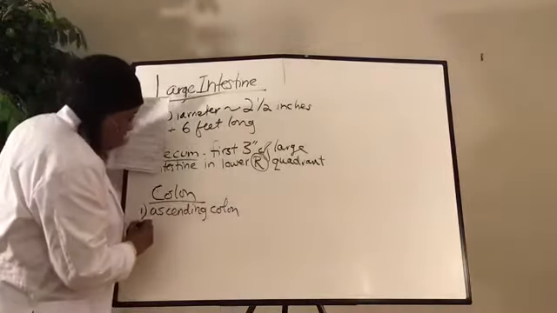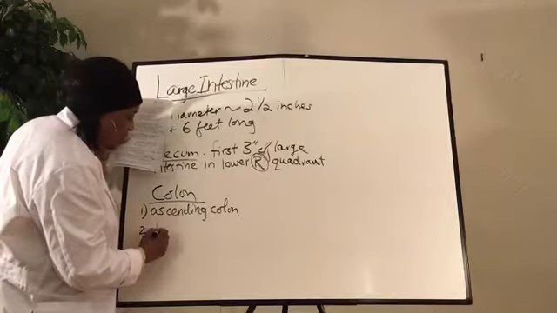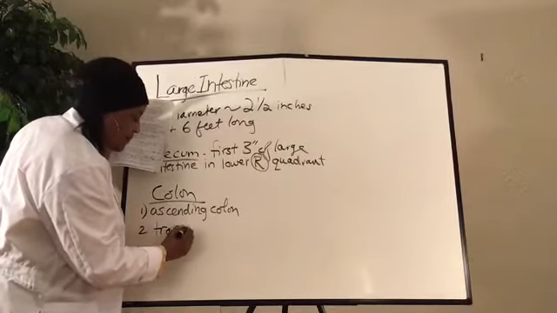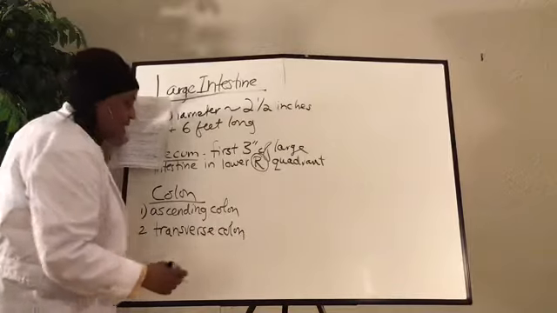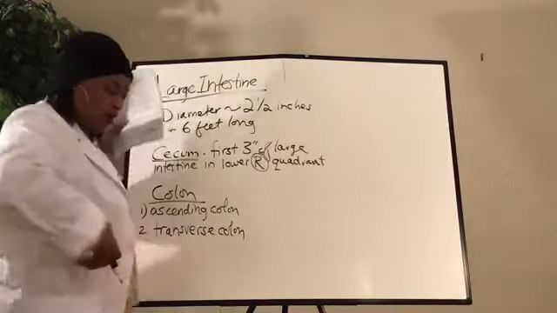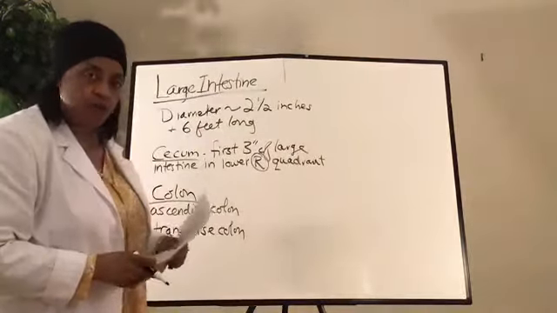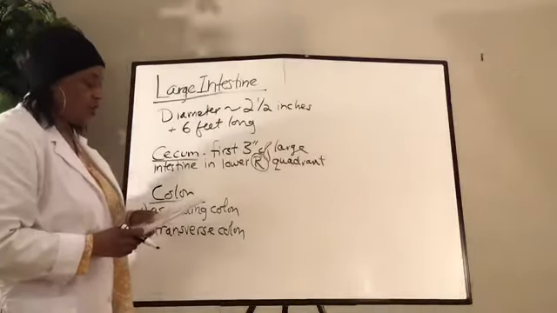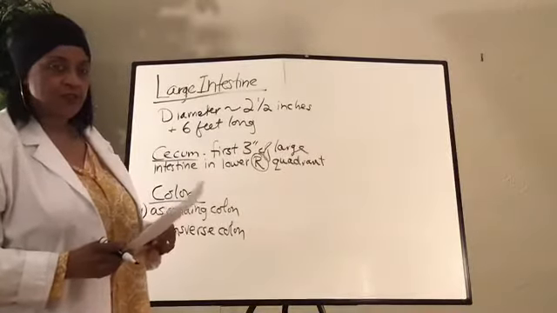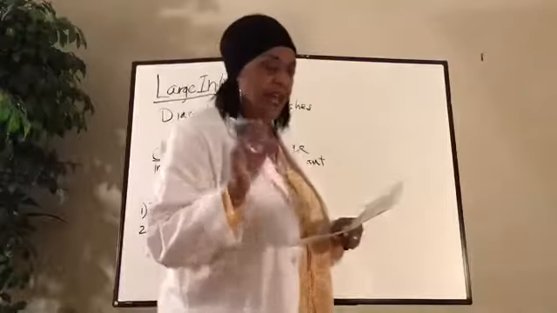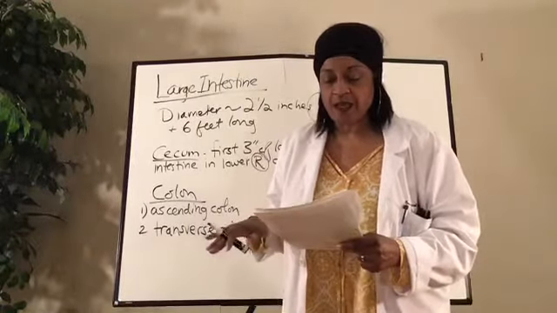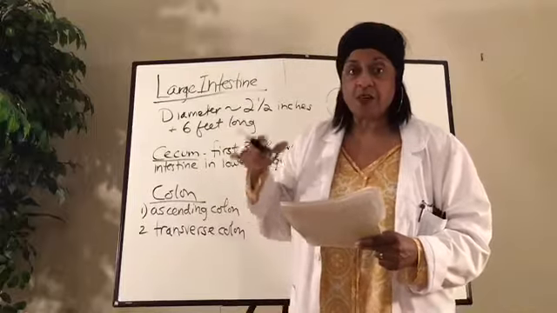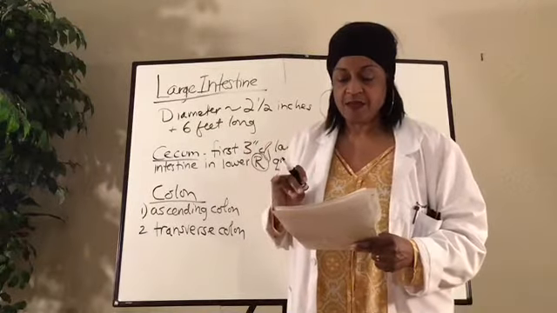The next part of the colon is the transverse colon. This is just like the name. It goes transverse. It goes across the body. So it's horizontal. The transverse colon is horizontal across the abdomen. It sits below the liver and the stomach and the spleen, but just above the small intestine.